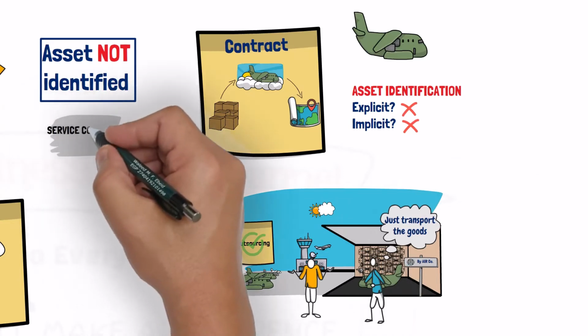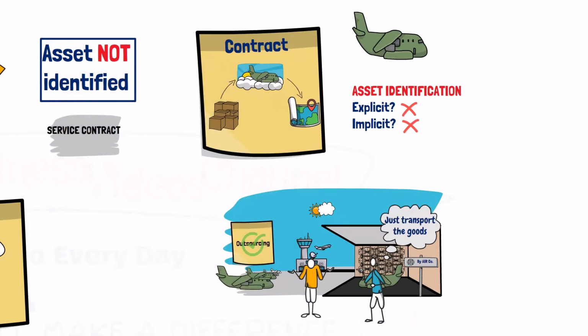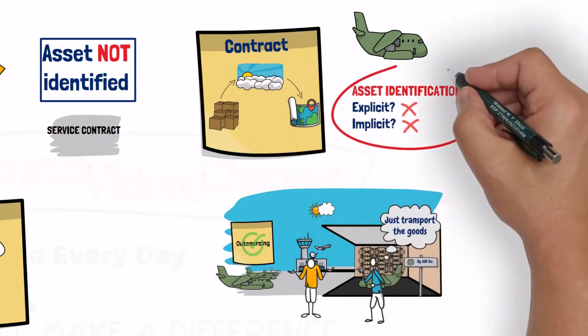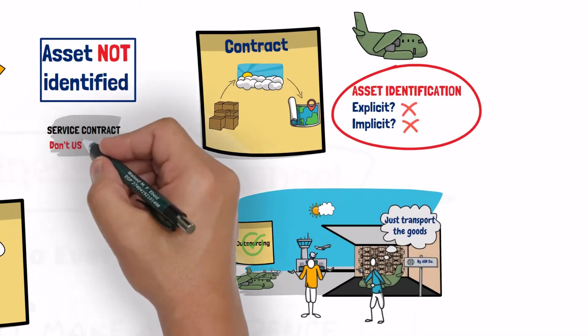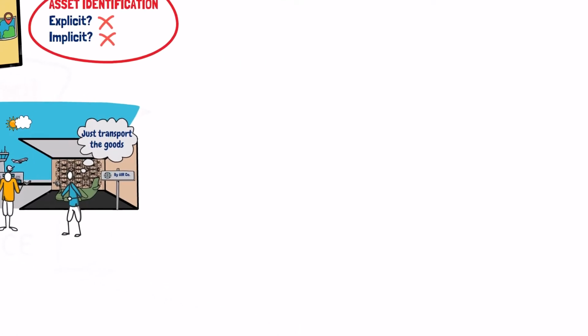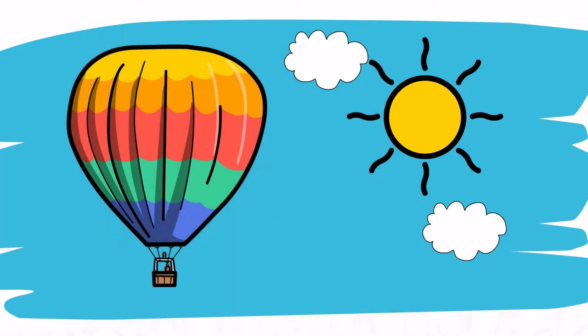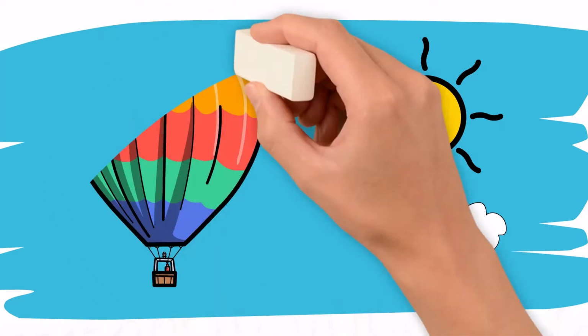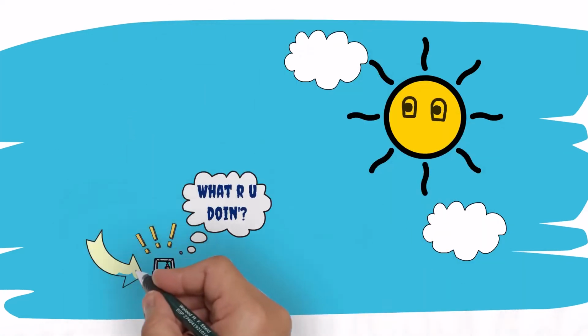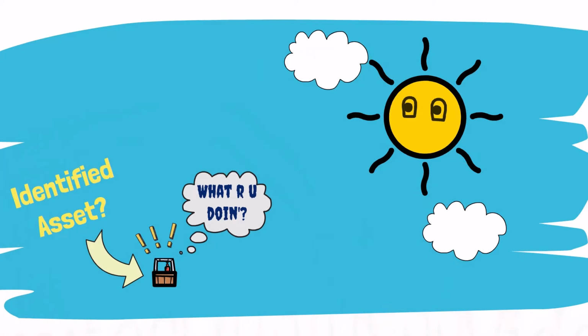Here, the contract is a service contract and not a lease contract, because there is no identified asset, and therefore, IFRS 16 will not be applicable here. Sometimes the asset that is to be used by the customer is not the full asset, but only a portion of it. Can we consider that portion an identified asset?